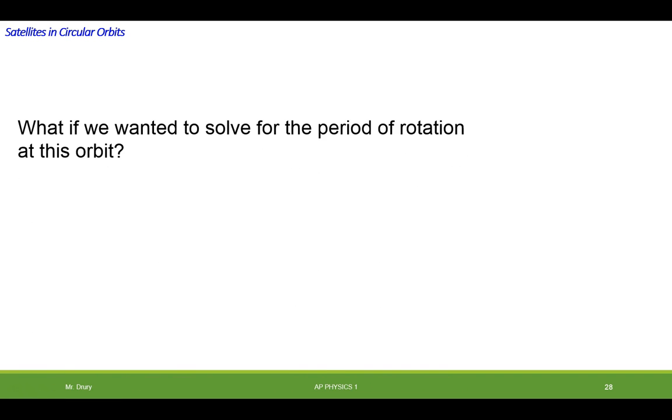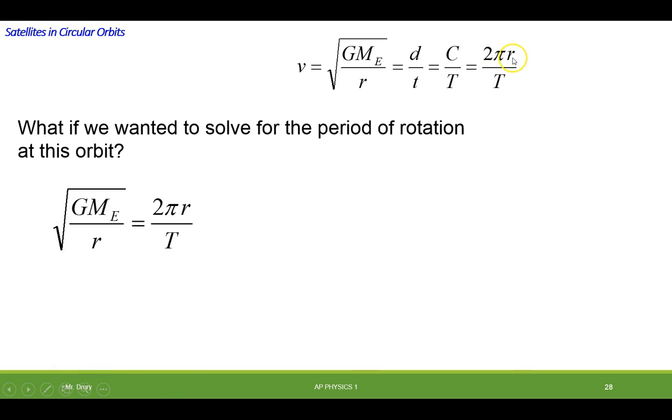Okay, but what if we wanted to solve for the period of rotation at this orbit, or even the radius at this orbit? Well, we know from our equation before that velocity is equal to the square root of the universal constant times the mass divided by the distance between the two objects. But we also know the velocity is equal to distance over time. And the distance going around the circle is simply the circumference, and the time to go around the circle is simply the period. So we can set this expression equal to this expression.